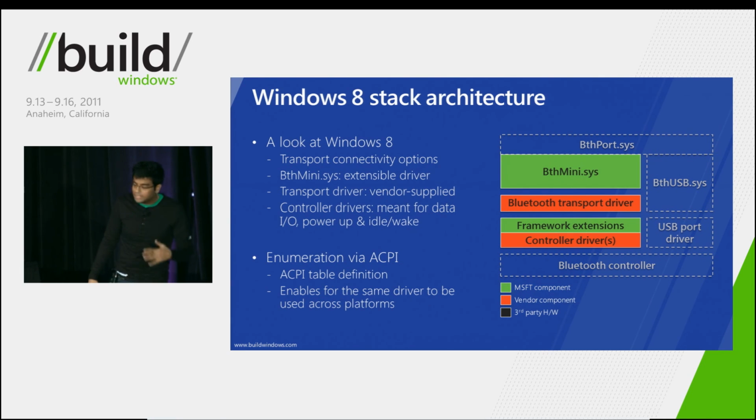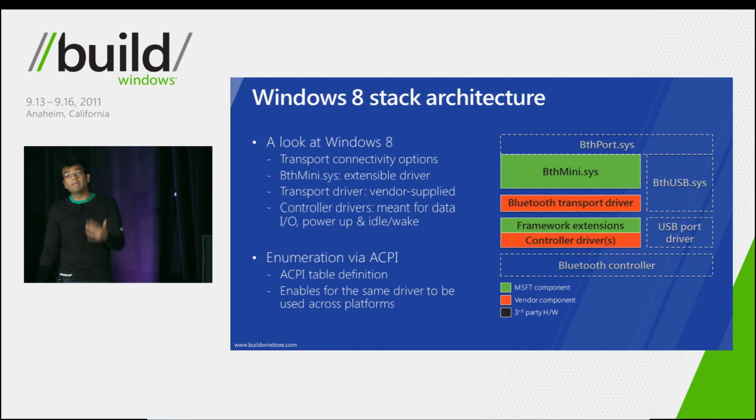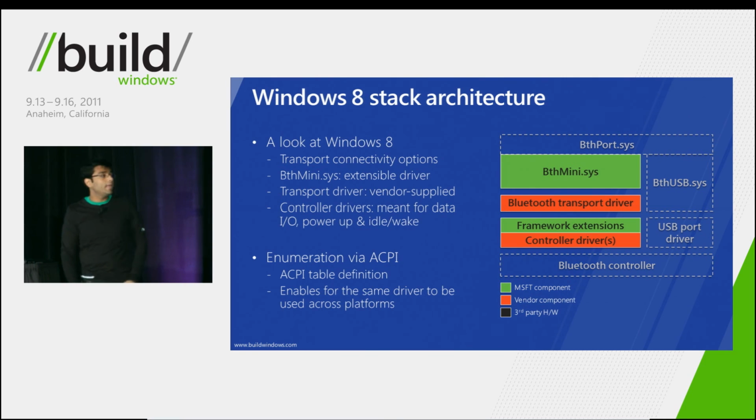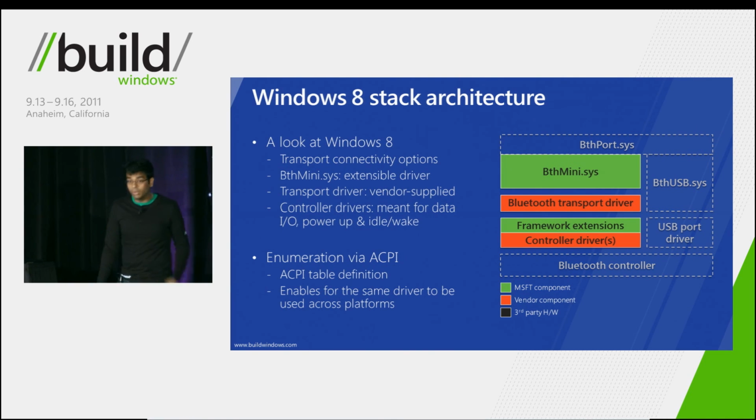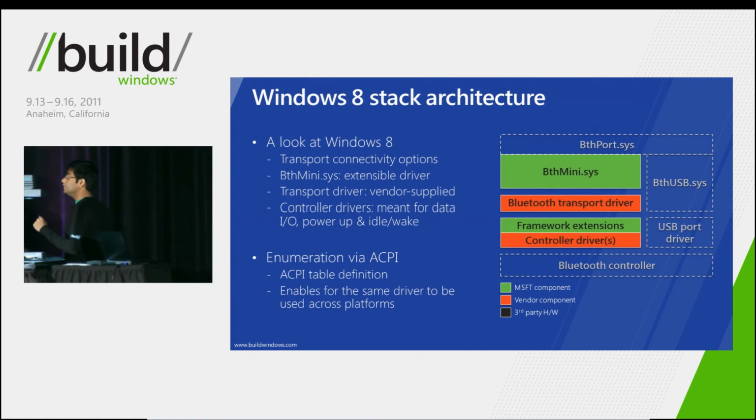Now, with many low-power buses being non-system bus-based, enumeration is done via ACPI, and we'll see what that really is and how that can benefit you by letting you declare your device properties and interconnection dependencies later on. We'll also see how ACPI will help you share the same driver across different platforms. So if you're an IHV looking at integrating your Bluetooth controller into several different platforms, we think this will really help you out there.